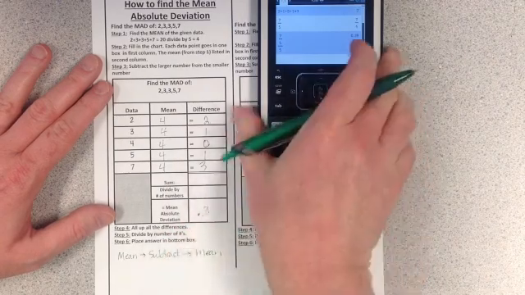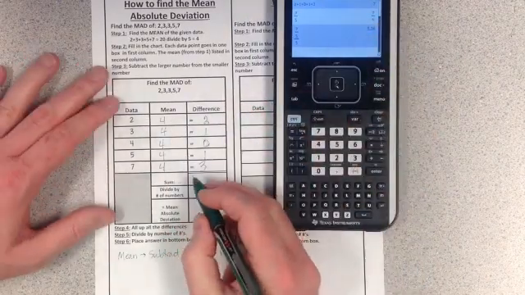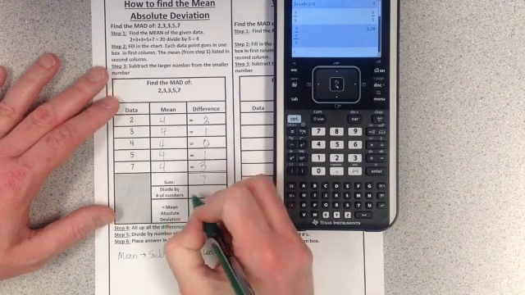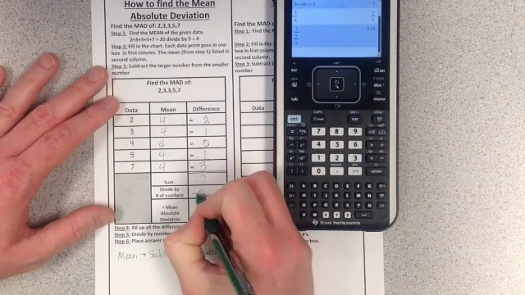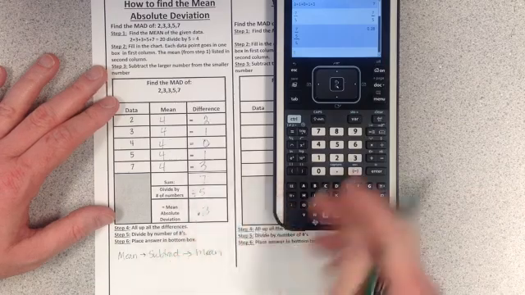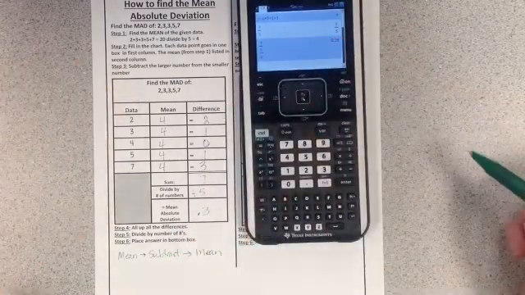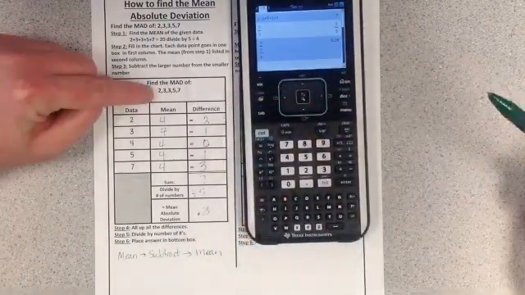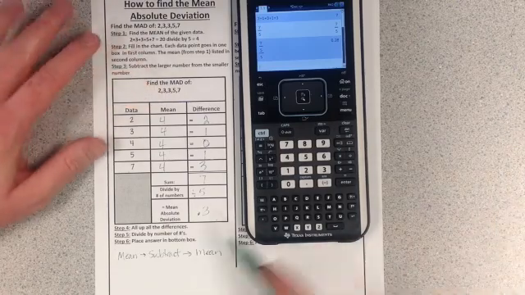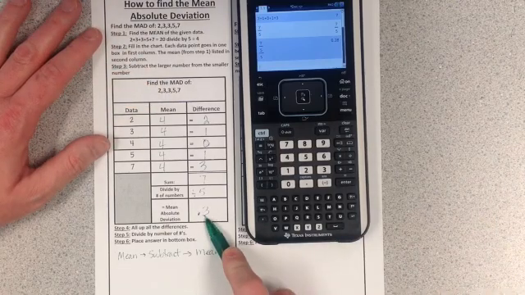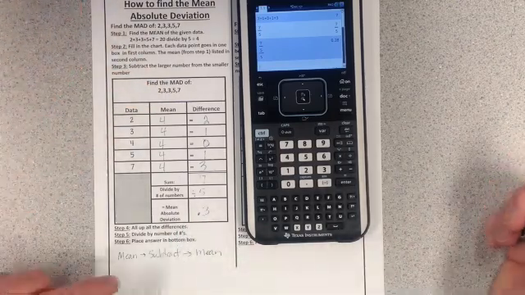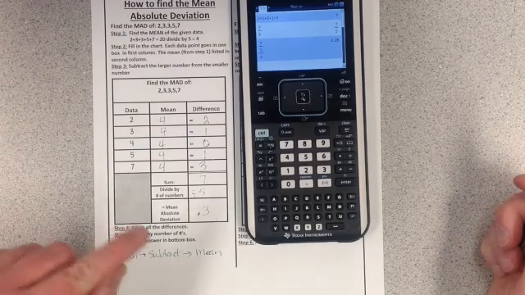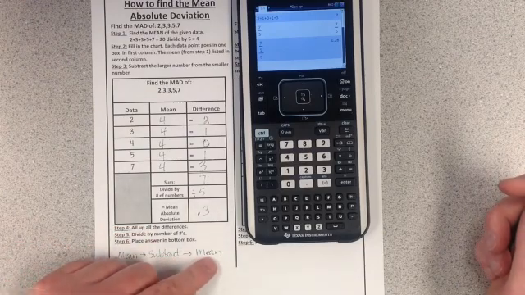So I'm going to round the decimal to the nearest tenth. Okay, so what we should have done here is put the sum of all those numbers, which was 7, divided by 5, and then I get the mean absolute deviation. So the mean absolute deviation of this set of numbers is 1.4. Again, find the mean of the numbers, subtract them, and then find the mean again.